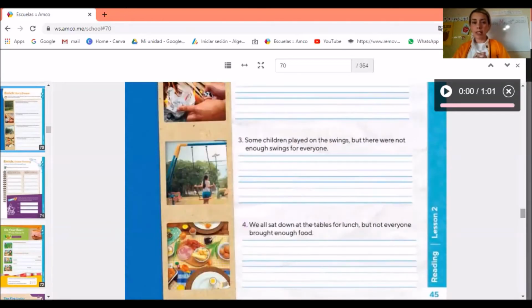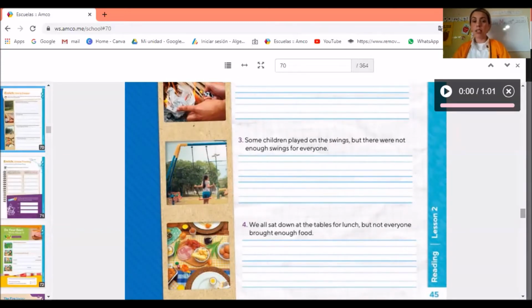Number 3 says, some children played on the swings, but there were not enough swings for everyone. How can we solve that situation? Probably we can take turns. Do you have another idea? Write it down.